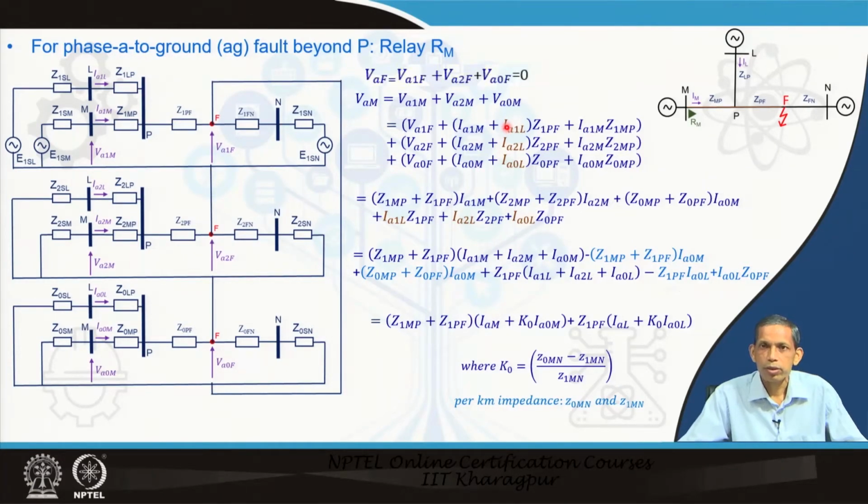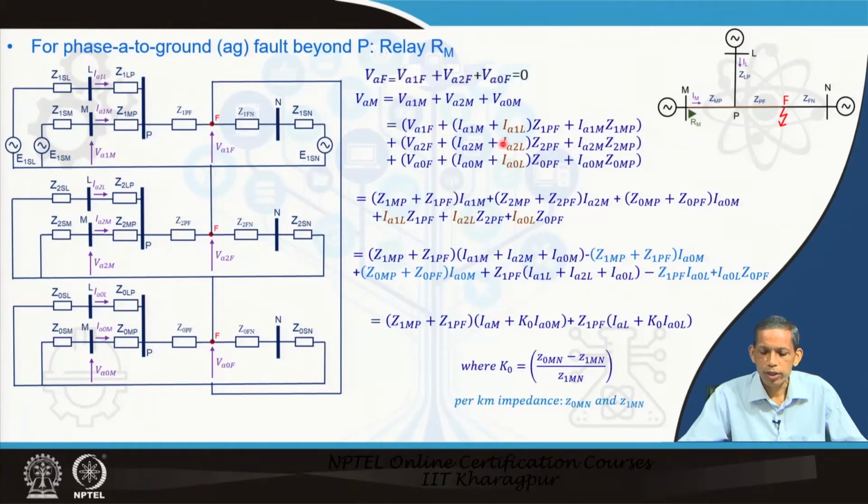As compared to the earlier two terminal derivation, we now add another current for the Z1PF portions, the common portions where both currents flow: I1L, IA2L, and I0L, the zero sequence component, and their associated impedances.